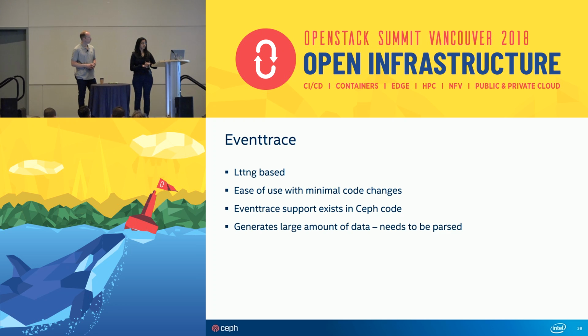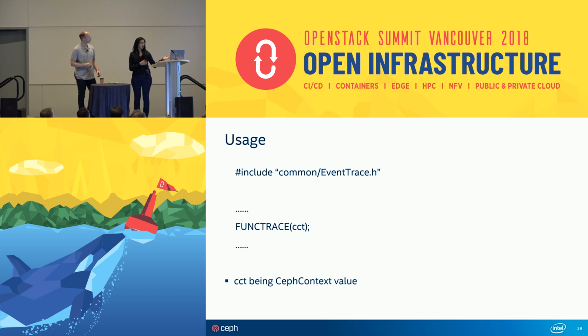The other one is event trace. This is LTTng based. Essentially it helps you insert an LTTng trace really easily. Usually, to get an LTTng trace in a code base like Ceph, you have to create a separate module for each of them. Instead, event trace is itself a module that enables you to gather traces by inserting just one line of code, but it still generates a lot of data, so you would need other algorithms to get that data into some readable format. To use it, you include a header and a line of code, functrace, and pass a Ceph context value.